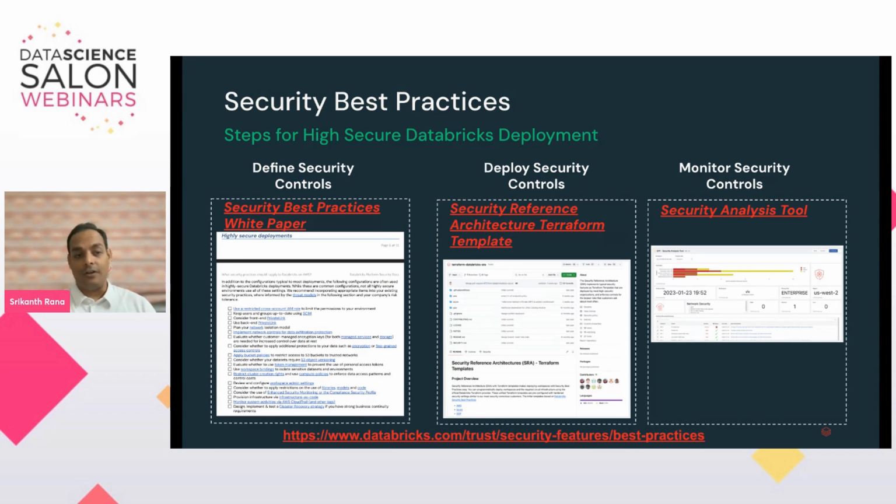When it comes to defining security controls, our security best practices white paper provides a detailed checklist of the main and the most prevalent security controls we recommend for typical high-end security deployments. When it comes to deploying security controls, our security reference architecture Terraform template makes it easy to automatically provision Databricks environments that follow the security best practices. And finally, when it comes to monitoring the security controls, our security analysis tool continuously monitors the security posture of your Databricks data intelligence platform in accordance with these security best practices.